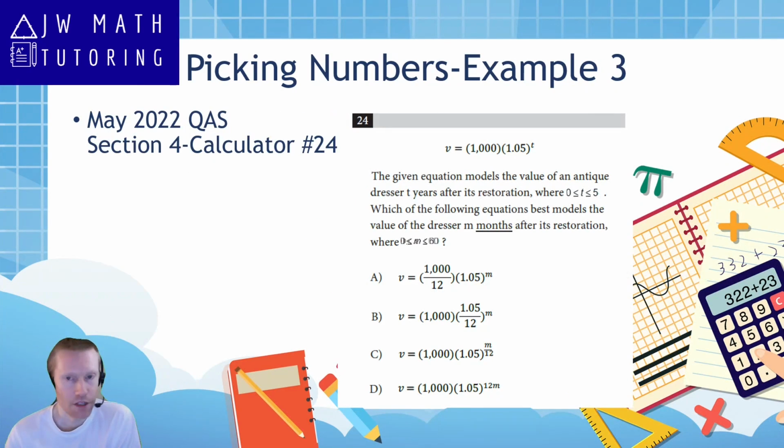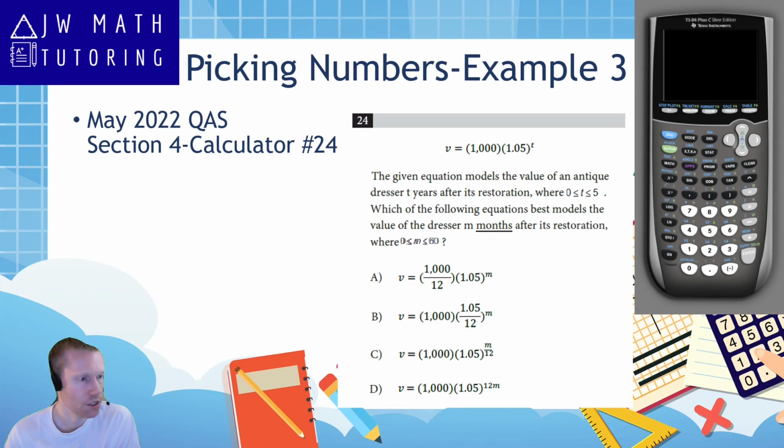Now we have an example problem from, again, the May 2022 QAS. It's from section 4 of the calculator section. It is problem number 24. And for this problem, we're going to use, again, the same strategy of picking numbers.